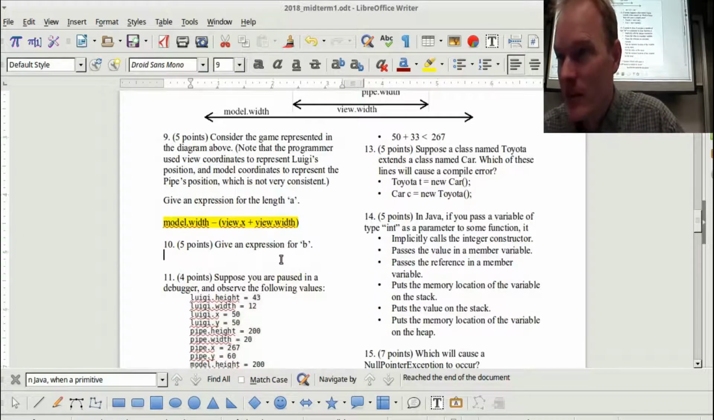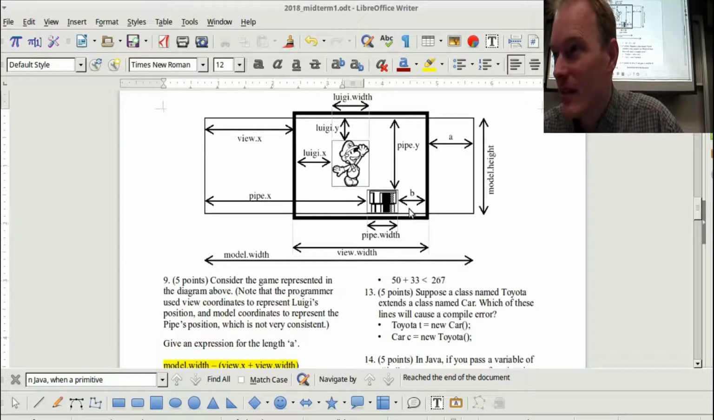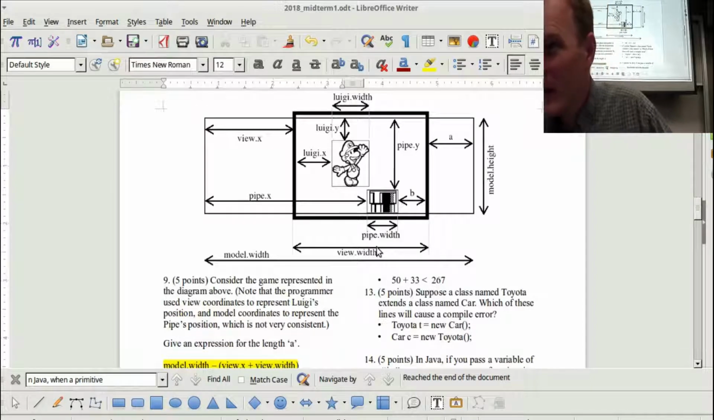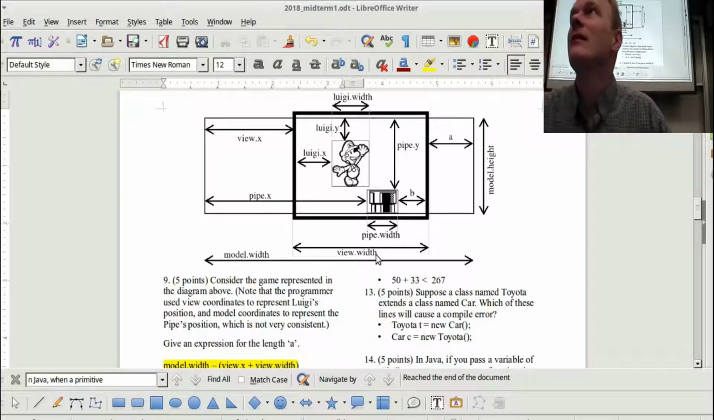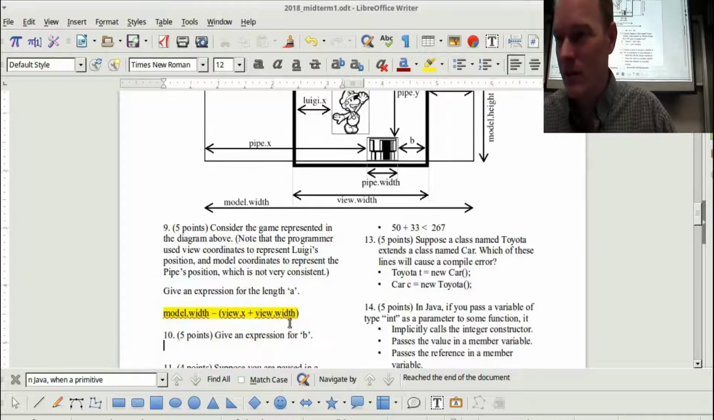Okay, give an expression for B, this length. Well, it's basically the view's width minus what? Bunch of stuff we don't have. How are we going to do that? Oh, we have pipe.x and the width of the pipe and the width of the whole model and A. So we could do that.